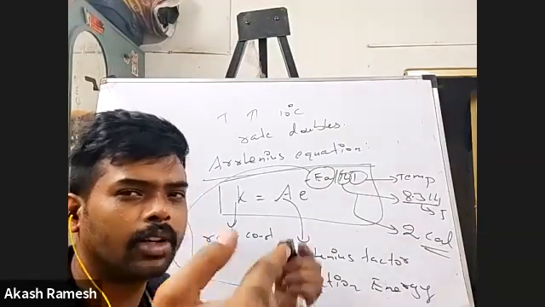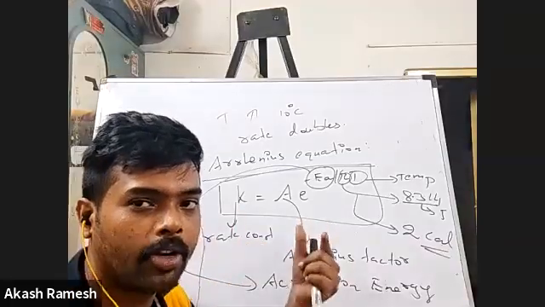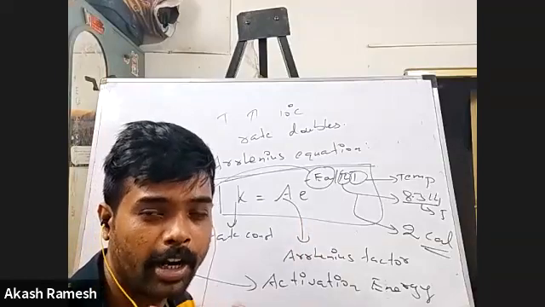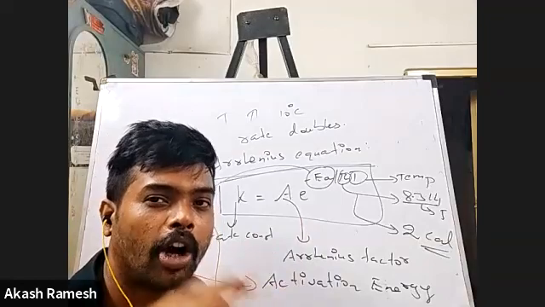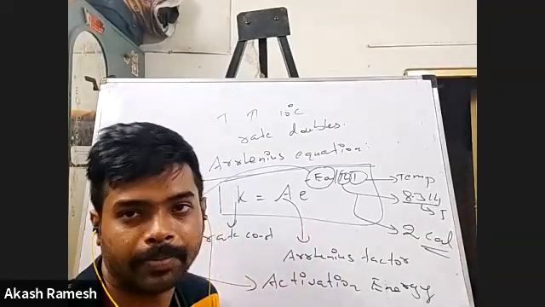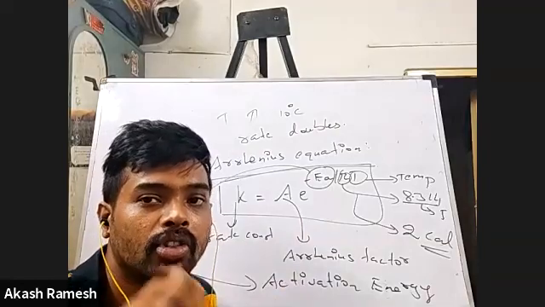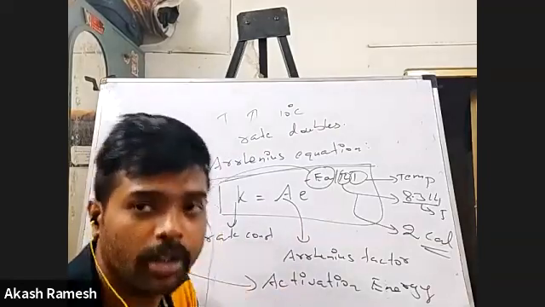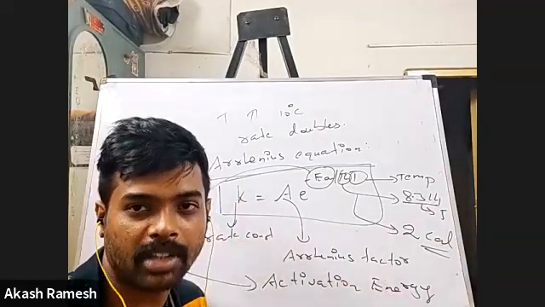Say initially they will come very slowly and go back, but in the second collision they can come back and go like this. Are you able to get what I'm saying? So the first few collisions are not successful. It will take some time for the reactant molecules to gain enough energy through the collisions for the collisions to become successful.